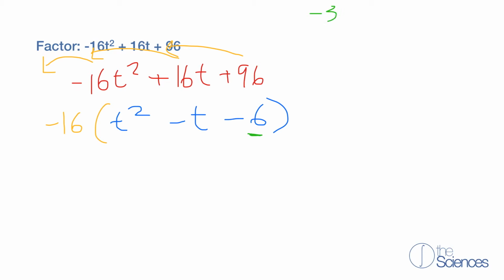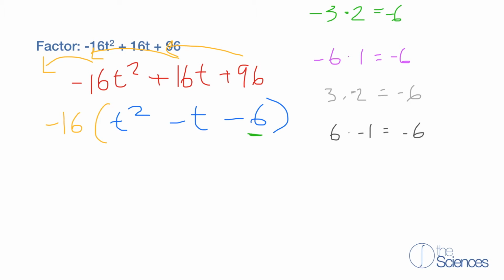So we have negative 3 times 2 equals negative 6. We have negative 6 times 1 equals negative 6. We have 3 times negative 2 equals negative 6. And we have 6 times negative 1 equals negative 6. So now what we want to do is add up these terms to try and find a match that matches our middle term of negative 1.